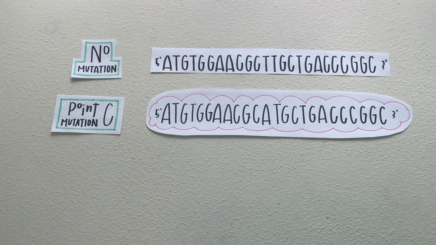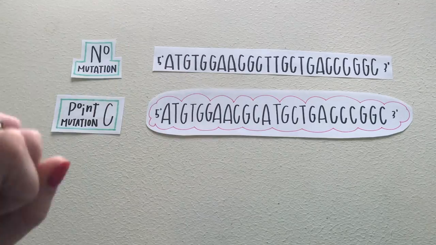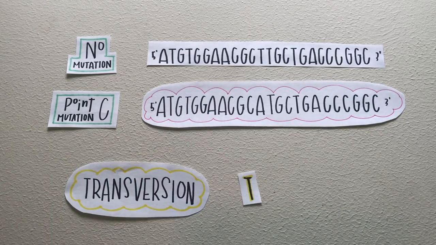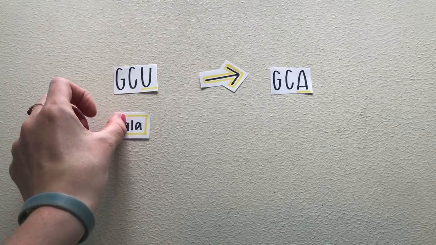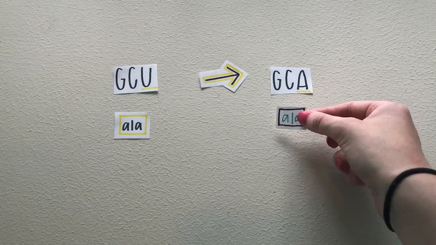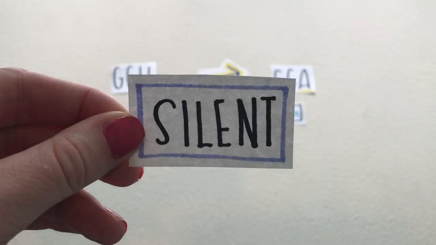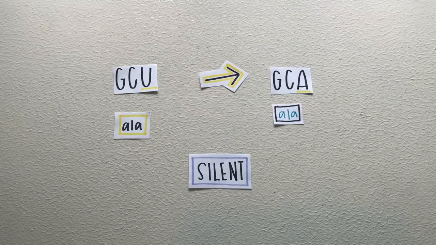Moving on to point mutation C, we find the mutation with this T changing to a base A nucleic acid. This is another transversion mutation where we see the pyrimidine T change to purine A. Looking at the mRNA level, we have GCU from the original strand that codes for alanine, and GCA from point mutation C that also codes for alanine. This is known as a silent mutation, where the DNA was changed but was coded for the same amino acid.